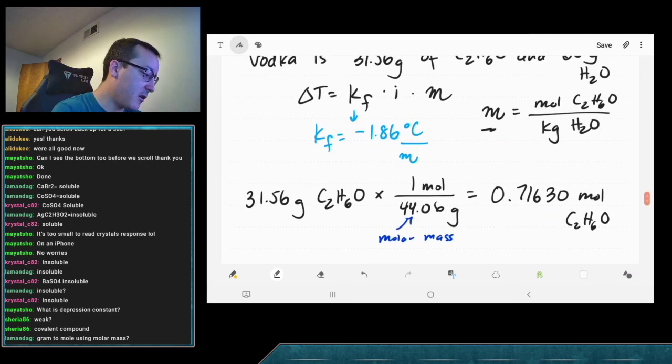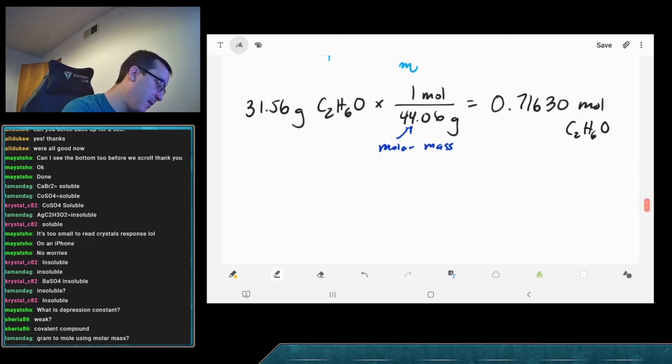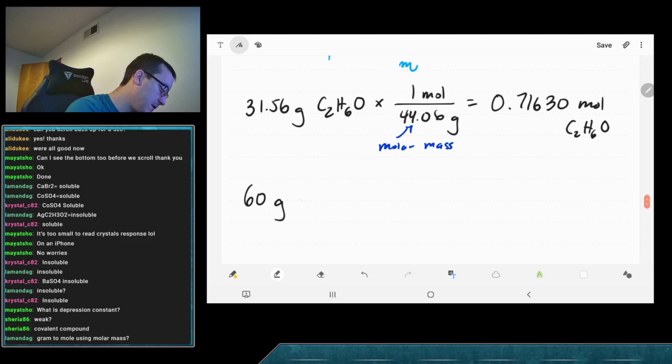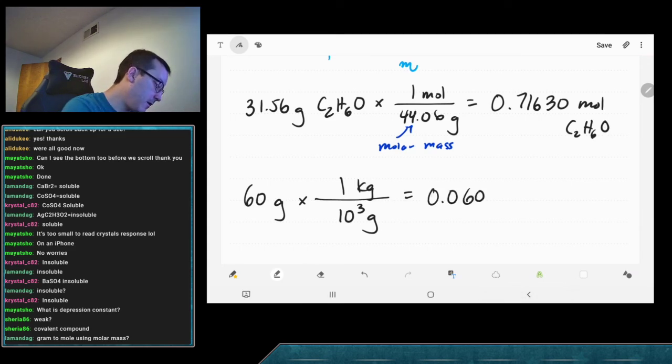All right, the other part we need is kilograms of our solvent. It looks like we have 60 grams of water. So we can convert that to kilograms, right? 60 grams times our conversion from gram to kilogram, and let's make that a dot just for some sig figs. That gives kilograms of water.